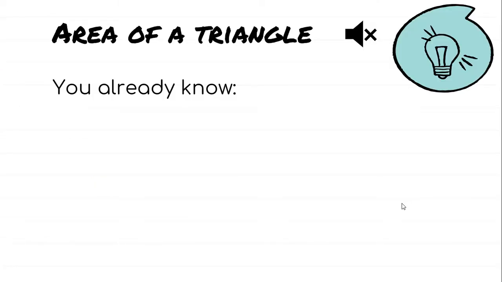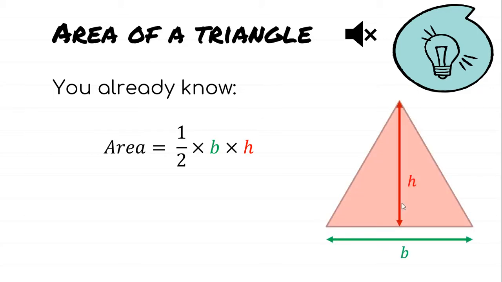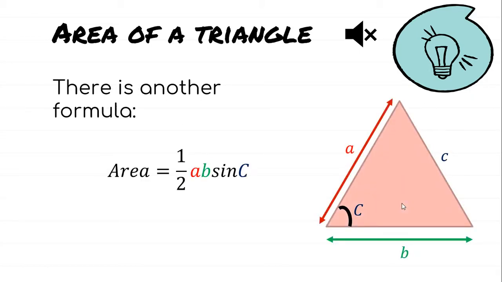Thinking about area of a triangle, you already know this formula. Area equals half base times height. You've probably used this formula quite a lot in the past. We're going to learn a slightly different formula, and it looks like this. The area of a triangle is a half times AB sine C. A is just one of the sides of a triangle, B is another side of a triangle, and C, this capital letter C here, is the angle between those two sides.